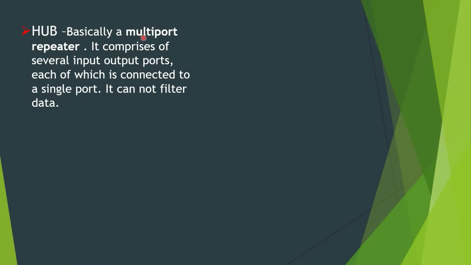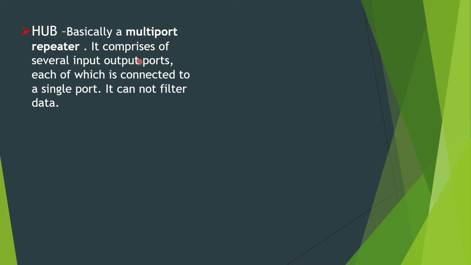Hub. Hub is basically a multi-port repeater. That means it connects several lines instead of only 2 cables, and those lines are called cable segments. For example, as we studied in the example of the repeater, it was connecting only 2 cables. But when we use a hub, it connects many cables that are called cable segments.